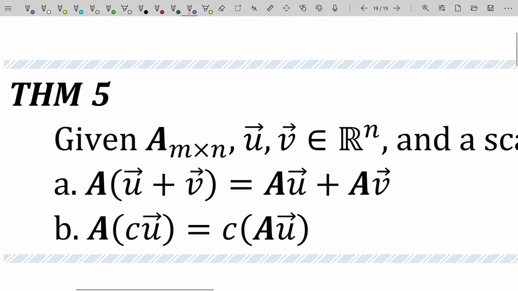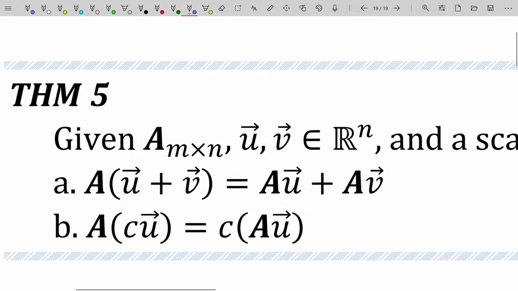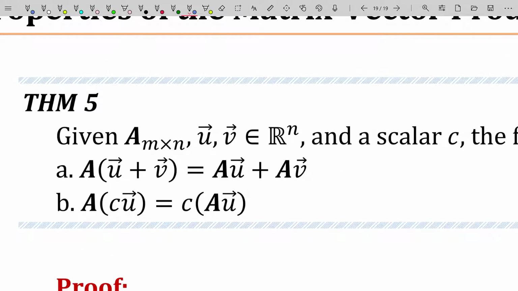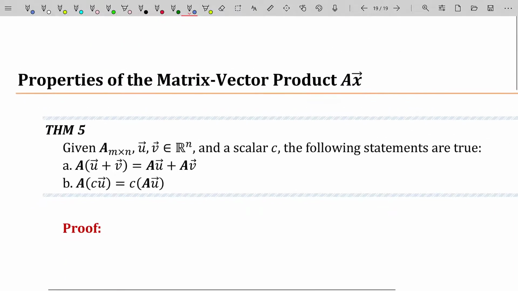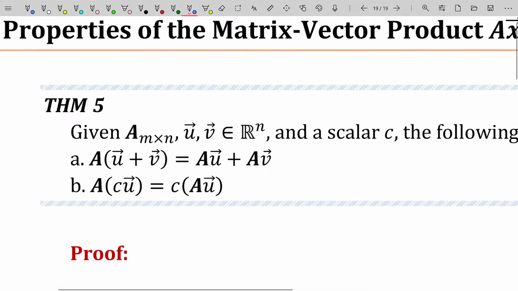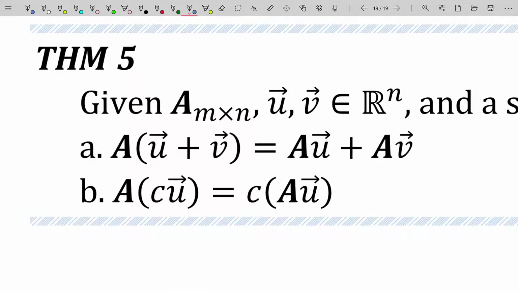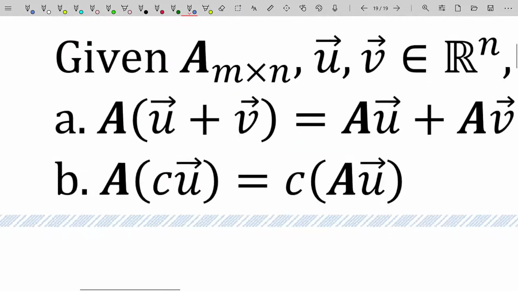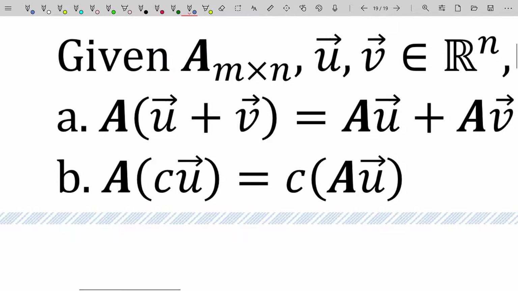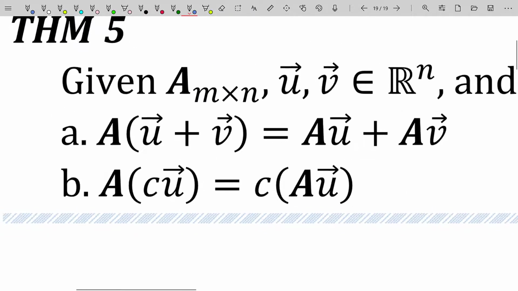Given an m by n matrix A and two vectors u and v in Rn and a scalar c, the following statements are true. The matrix A times the quantity u plus v is equal to A times u plus A times v, and likewise A times the quantity, the scalar c times u, is the scalar c times the quantity A times u. Now, that's a lot to say. It's actually much easier to prove than to say.